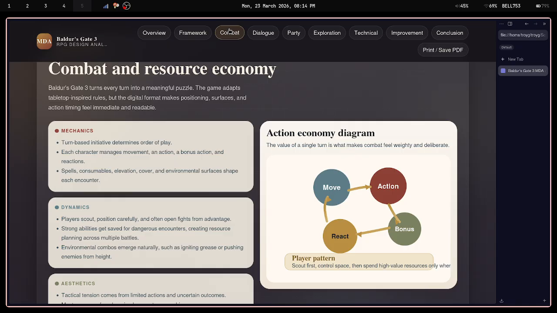The biggest one is tactical tension, because every turn matters and every poor decision can be costly. Another is mastery, because success often comes from understanding how systems combine rather than just having high numbers. Finally, combat creates accomplishment, because victories feel earned through planning and improvisation. So in MDA terms, the combat mechanics create a dynamic of resource-aware strategy, and that produces tension and satisfaction, which is really cool.